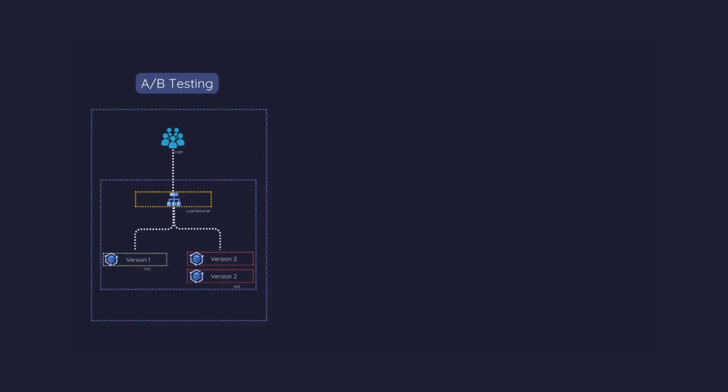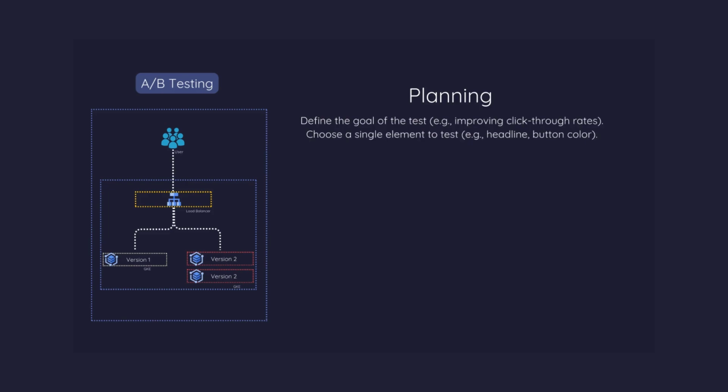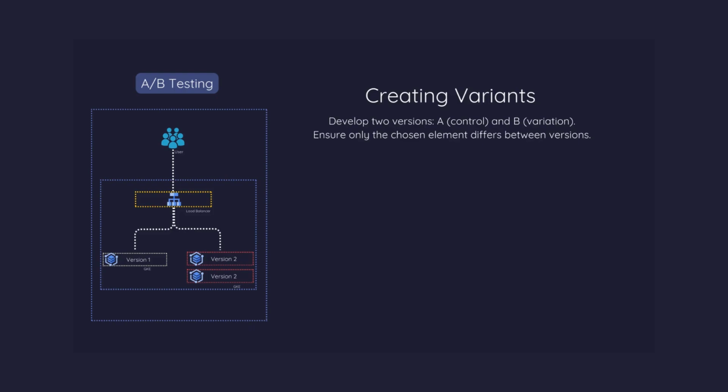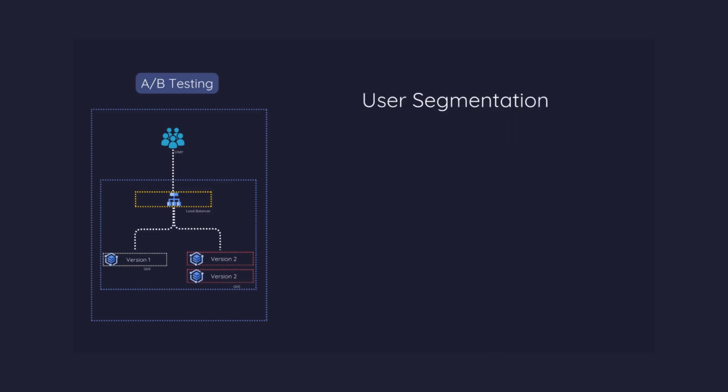Stages of A/B testing. Planning. Define the goal of the test, e.g., improving click-through rates. Choose a single element to test, e.g., headline, button color. Creating variants, develop two versions, A, control, and B, variation. Ensure only the chosen element differs between versions. User segmentation. Randomly split the audience into groups, showing each group one version.